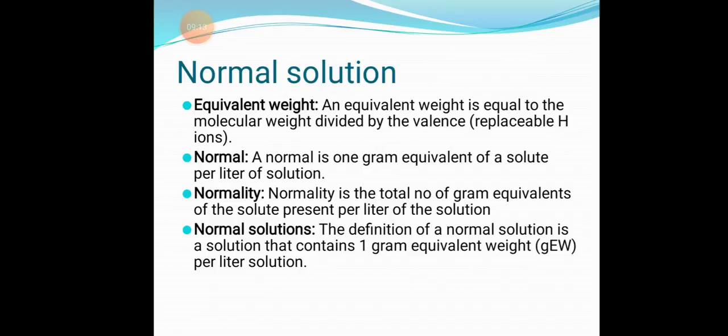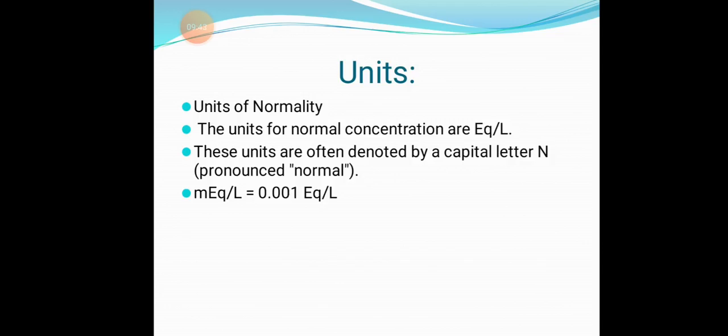Normal solution, equivalent weight. An equivalent weight is equal to the molecular weight divided by the valence, replaceable H ions. A normal is 1 gram equivalent of a solute per liter of solution. Normality is the total number of gram equivalents of the solute present per liter of the solution. The definition of a normal solution is a solution that contains 1 gram equivalent weight, small g, capital EW, per liter of solution.